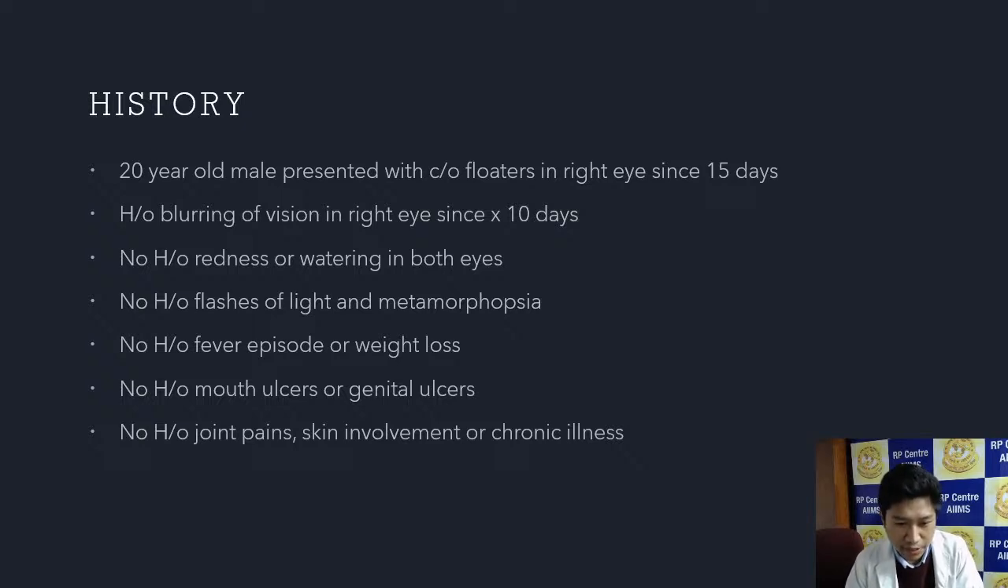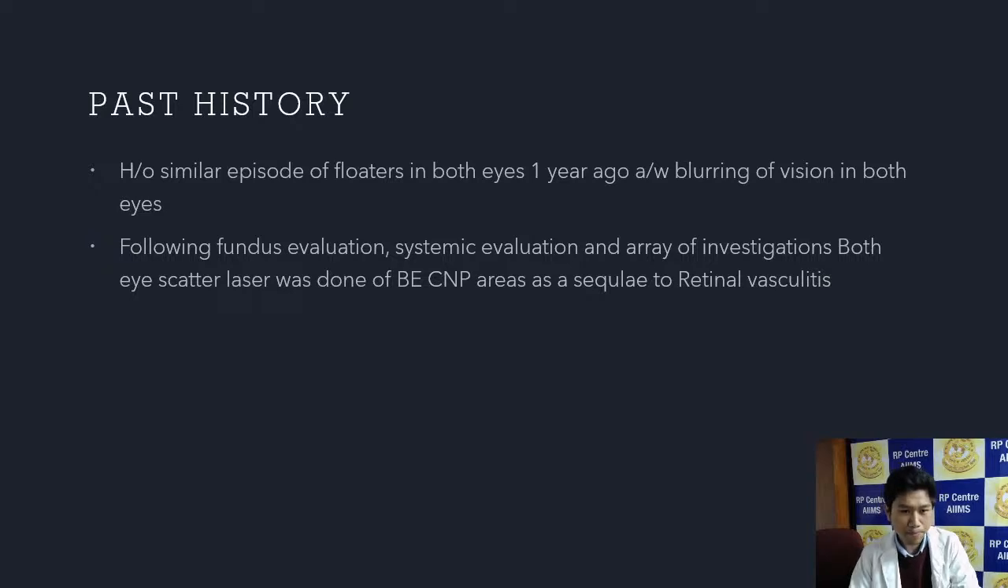There is no history of flashes of light or any metamorphopsia. Patient denies any history of fever or weight loss. There was no history of mouth ulcers or genital ulcers. Also, patient denies joint pains, skin involvement or any chronic illness. On elicitation of history, patient tells a positive past history: he complained of similar episodes of floaters in both eyes 1 year ago, which was also associated with blurring of vision in both eyes.